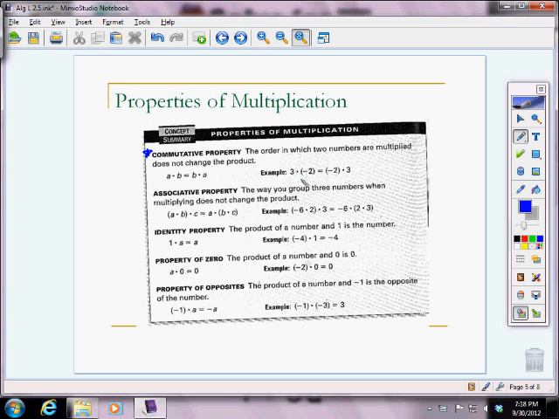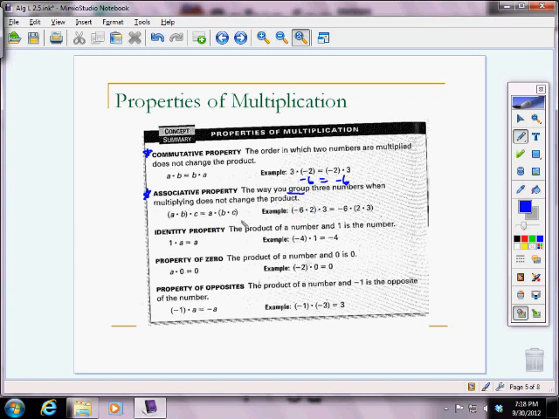3 times a negative 2 is going to be a negative 6, just like negative 2 times 3 is going to be a negative 6. And feel free to pause the video if you want to write any of these down, because I'm going to move through them pretty quickly, considering hopefully they're review for you. The associative property changes the groupings of numbers.